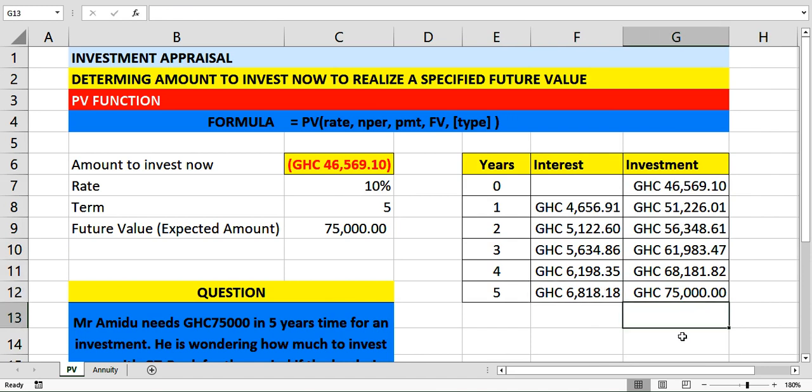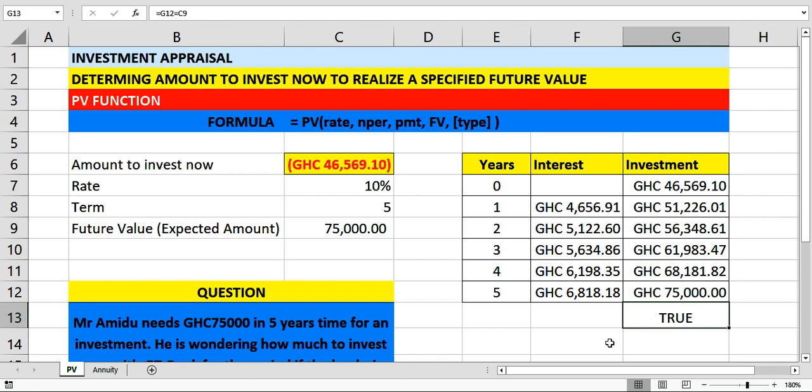How do you know what you've done is correct? You said in 5 years time you are looking for 75,000, so that is it. If this is the same as the future value we have here, then you are right, and that is true. Okay, so as simple as that. If you want to take up an investment, instead of using the long formulas here and there, Excel can help you achieve that.